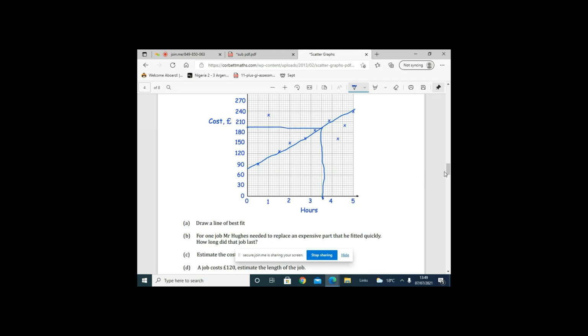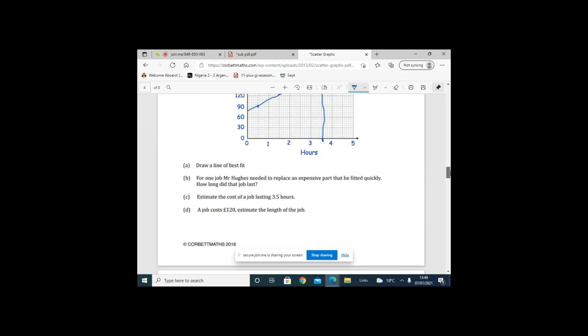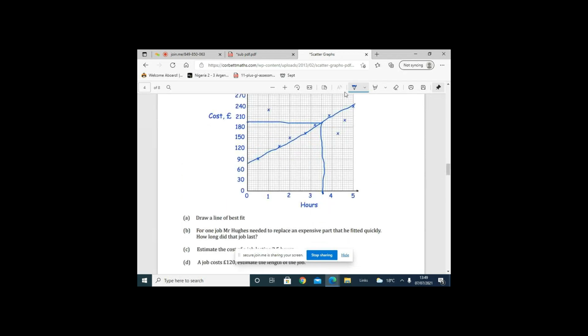So 3.5 hours is in between. A job costs 120 pounds. Estimate the length of the job. It costs 120 pounds, so just say 120. You go there.